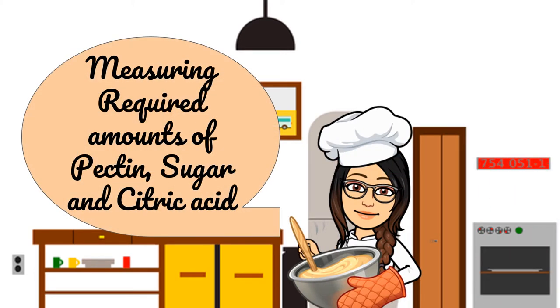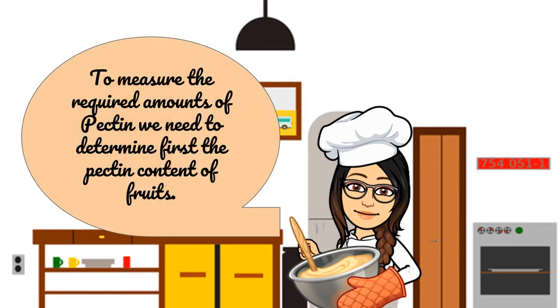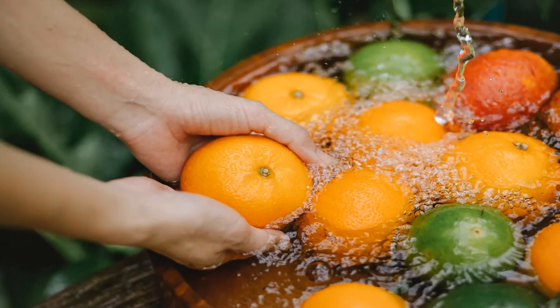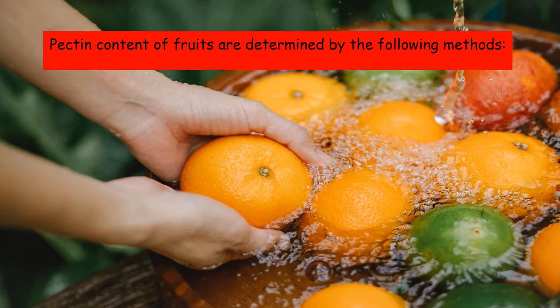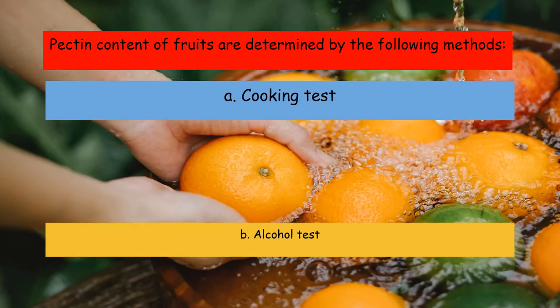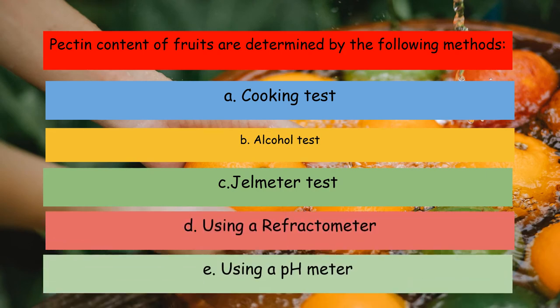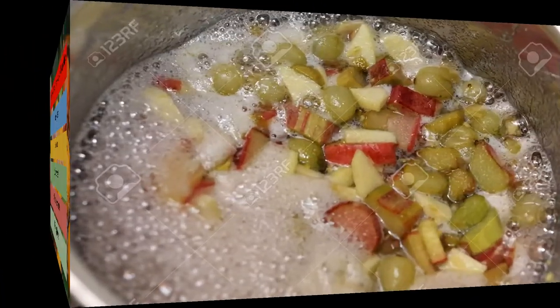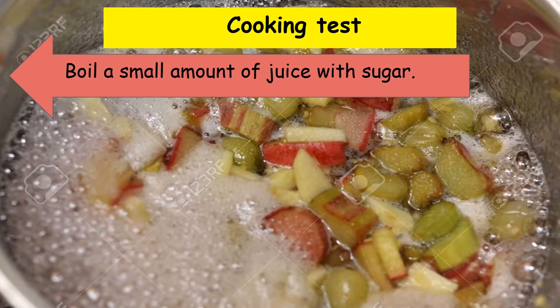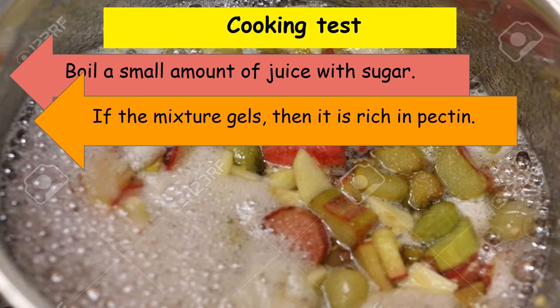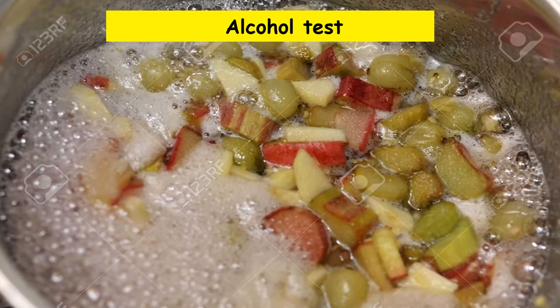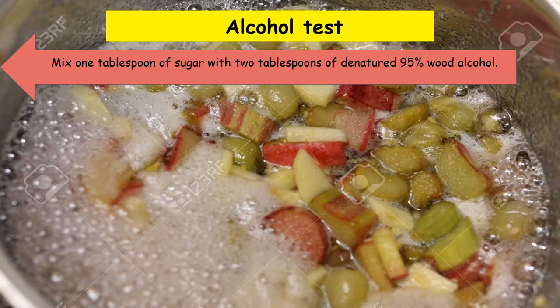Measuring required amounts of pectin, sugar, and citric acid. To measure the required amounts of pectin, we need to determine first the pectin content of fruits. Pectin content of fruits are determined by the following methods: cooking test, alcohol test, gel meter test, using a refractometer, and using a pH meter. Cooking test. Boil a small amount of juice with sugar. If the mixture gels, then it is rich in pectin.